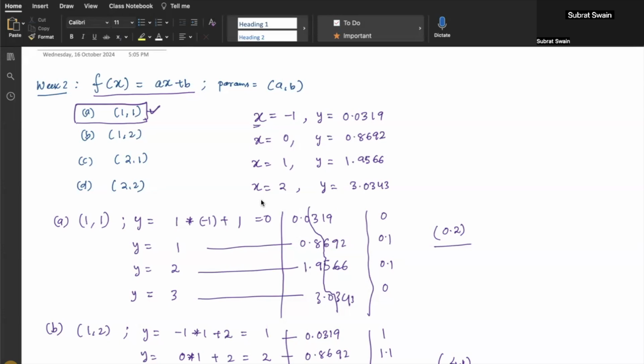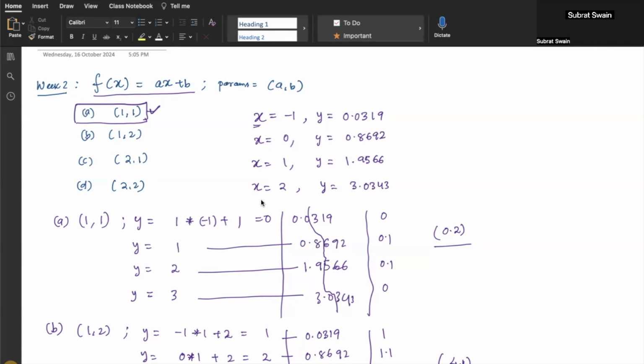Sorry, I was not recording it again, so I forgot. So I'll start again. In week 2, we are currently looking at this problem where we have a neural network function f of x equals ax plus b, where x is the input and f of x is the output. We can rename f of x as y, and the set of parameters are a and b.